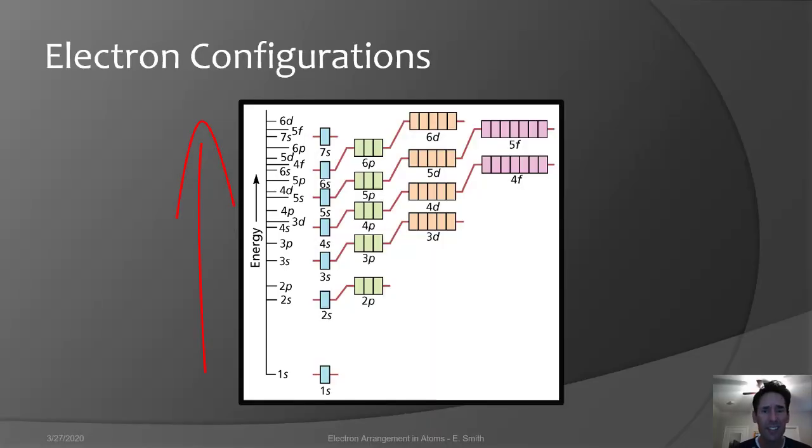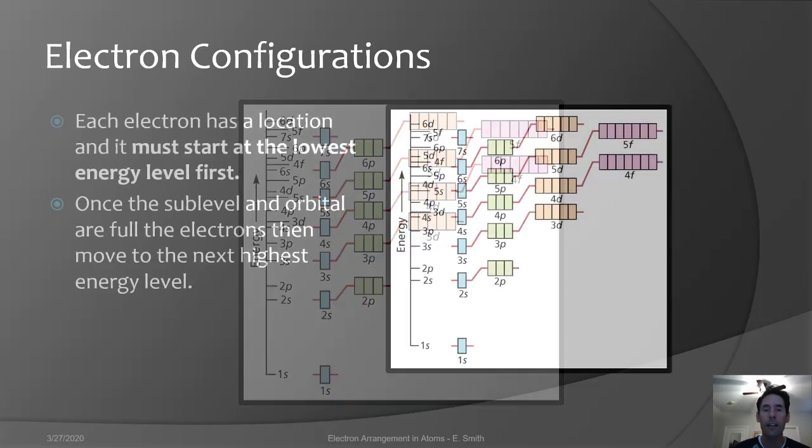And then all of a sudden you got this 3d that shows up in the middle. Numerically, that doesn't make any sense. But if we look at the periodic table, that's how it's arranged. After 4s, you have 3d. Okay?